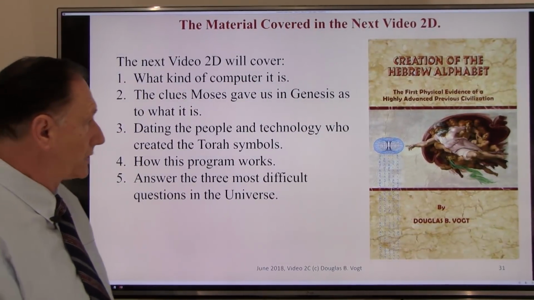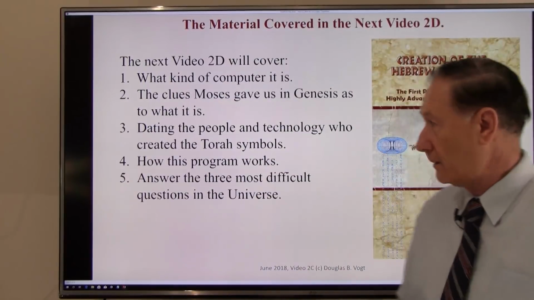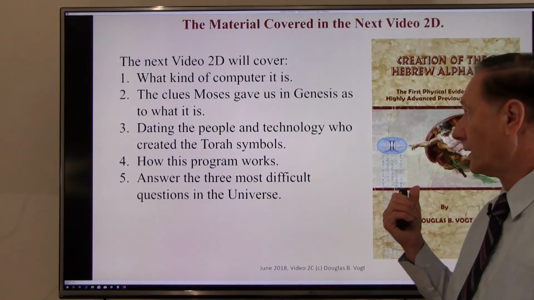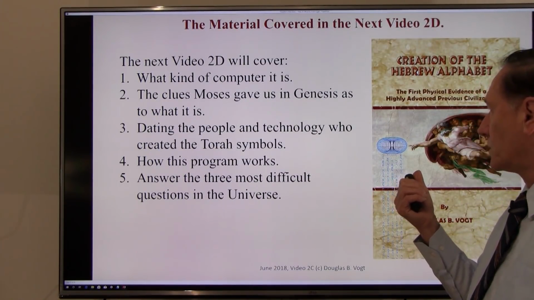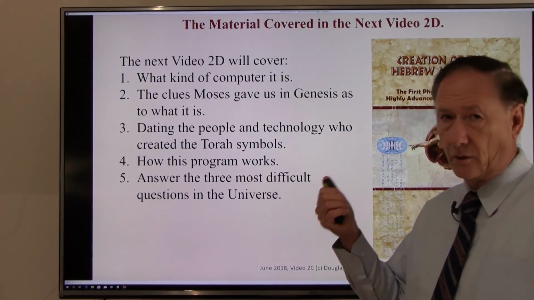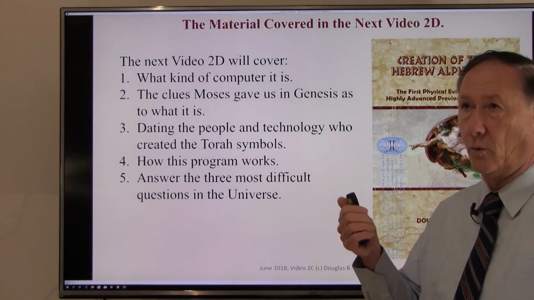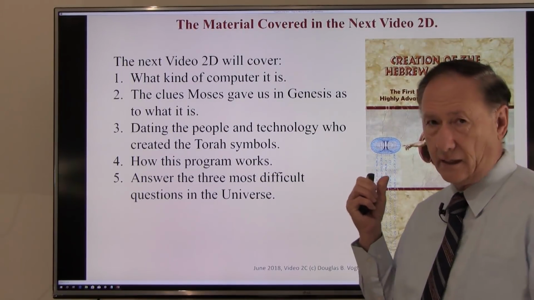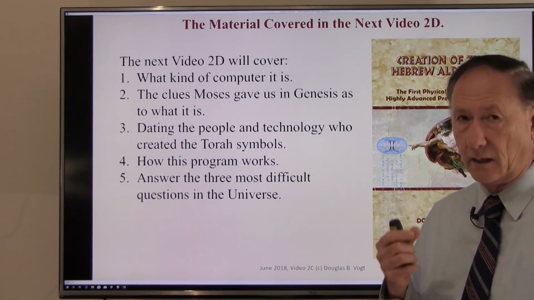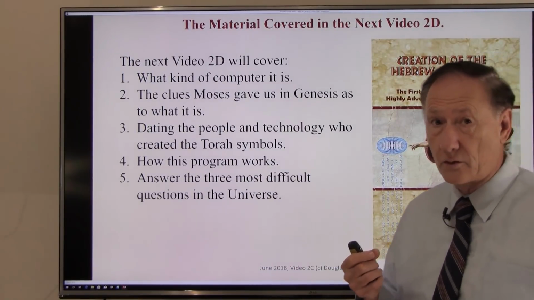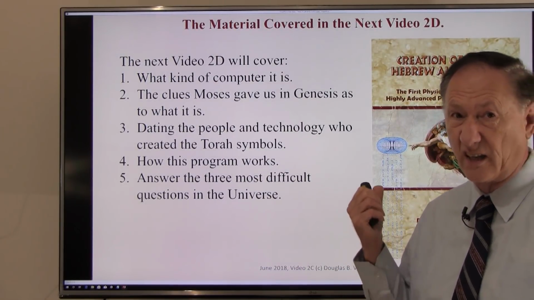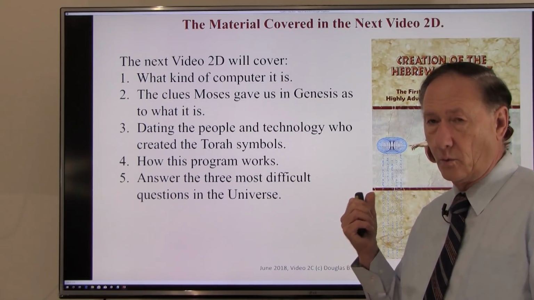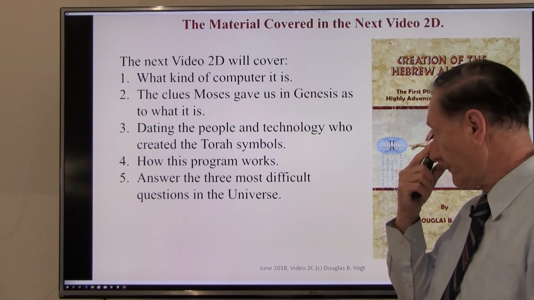Anyway, in the next video, I'm going to explain what kind of computer this thing really is. Then the clues that Moses gave us, I'm going to go over what the clues are and what he was telling us this thing is. I'm going to be able to date this technology by the clues Moses gave us again in Genesis, in the Garden of Eden story. He's telling us about the people who put this technology in the cave. And I'm going to tell you, I think, how this program works, including the sides of this thing.